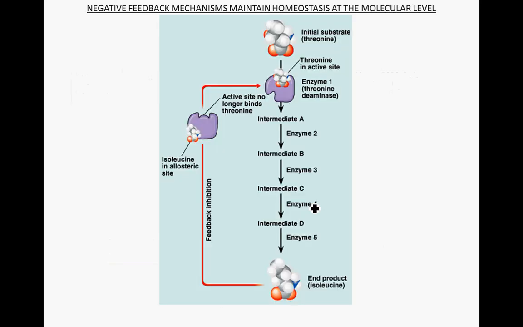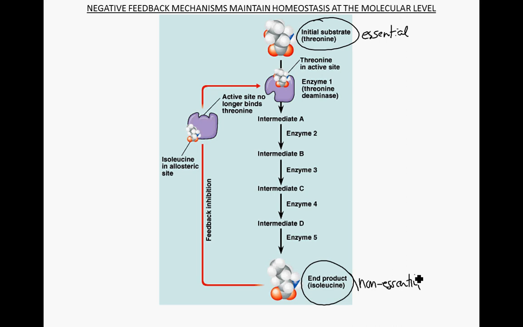And then finally, negative feedback mechanisms maintain homeostasis at the molecular level. So this happens in enzymatic rates as well. For example, if we take this initial substrate threonine right here, we're trying to convert that into isoleucine. Right? So this is an amino acid. This is an essential amino acid that our bodies need, that cells need, and this is a non-essential one because our cells can make this one, and we make it via a whole series of reactions here.